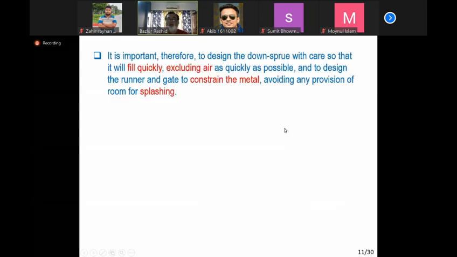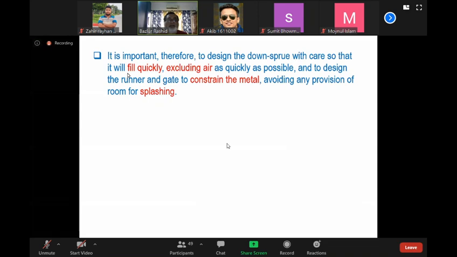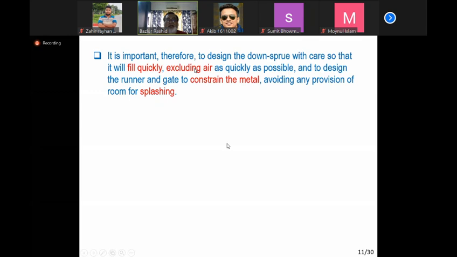Okay, so we're saying that the purpose of the gating system is to have a sprue and fill the liquid metal through the sprue in such a way that the sprue will be filled very quickly. There will be no air, so that there will be no turbulence or gas entrapment. The sprue will be filled very quickly, so that there will be no air entry.